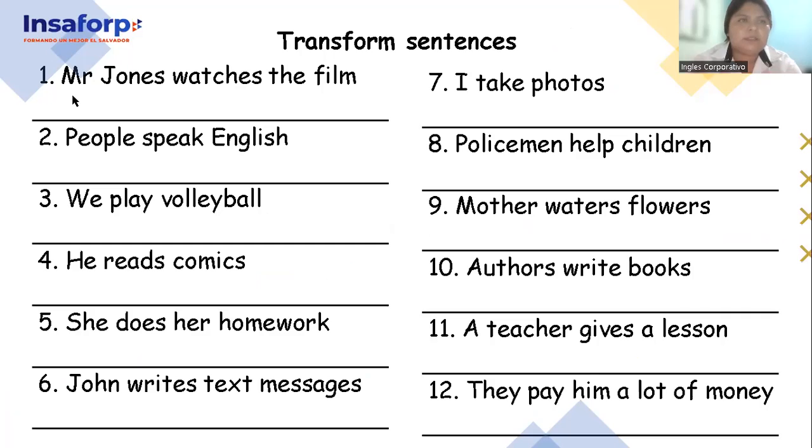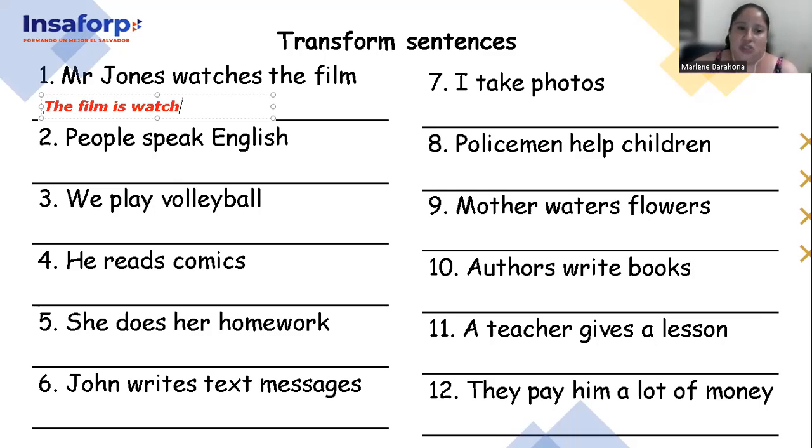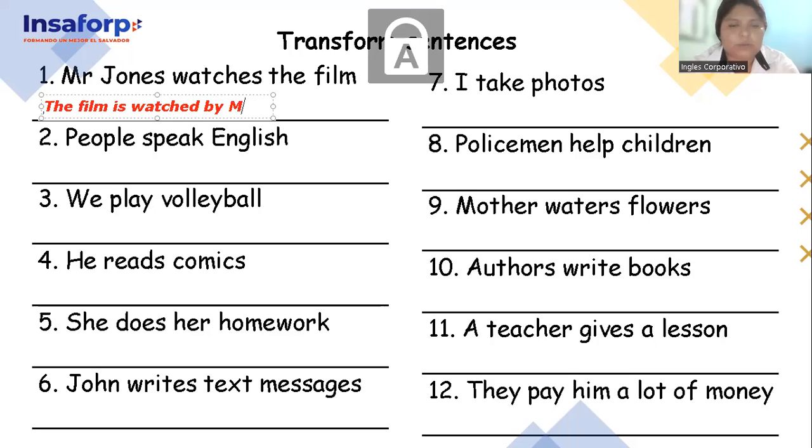We have some examples. Mr. Jones watches the film. So what do you think? Help me converting these active sentences into passive sentences in the present simple. I guess the film. Okay, the film. The simple present passive form is... watching, watched. Okay. By Mr. Jones.